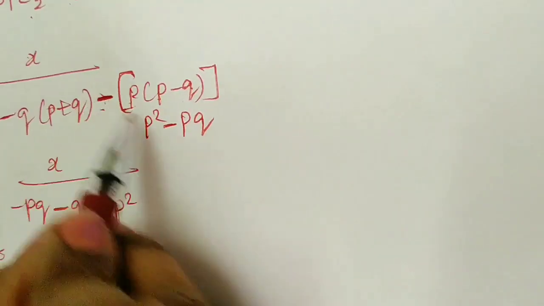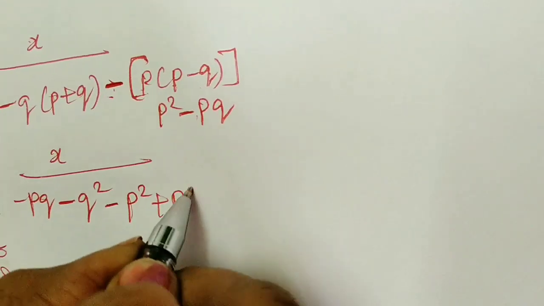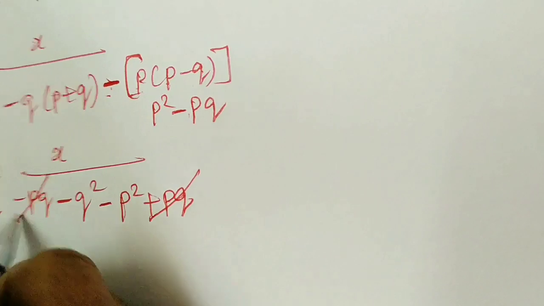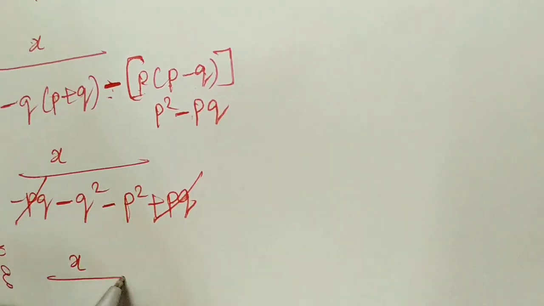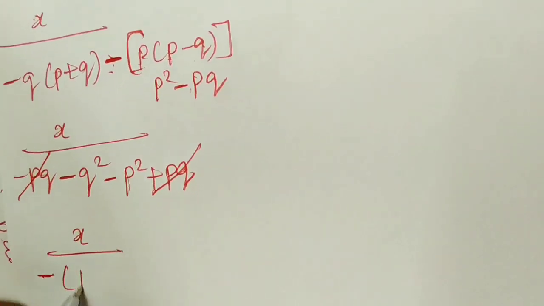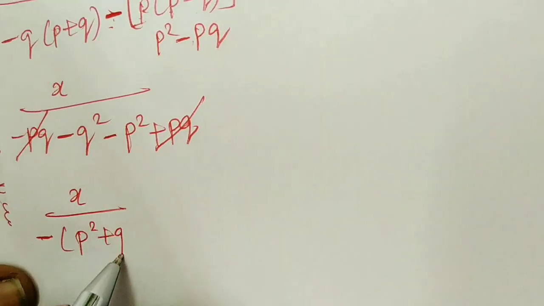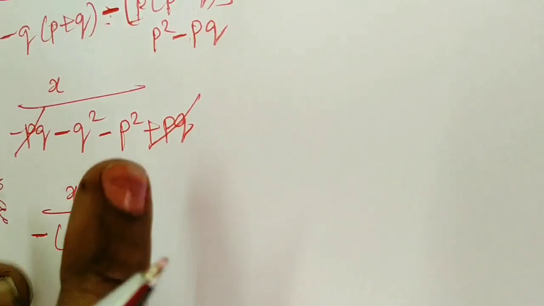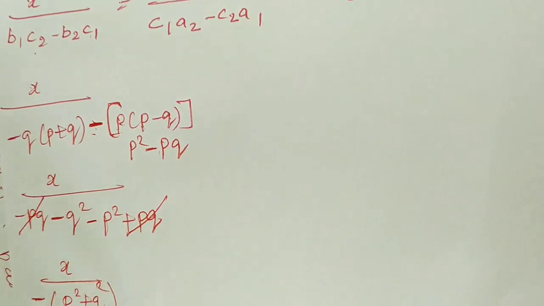Minus P square. Minus of minuses plus PQ. Plus PQ minus PQ get cancelled. I can take minus outside and this can be written as P square plus Q square. This is the answer for first part.